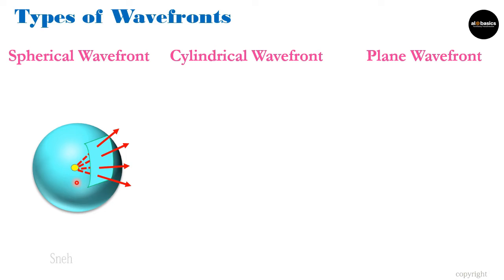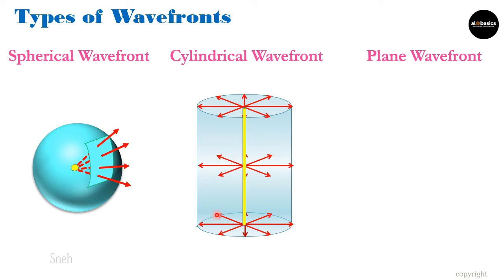I told you one more source of light is there, that is the linear source of light, and with that linear source of light, we'll see what sort of wavefront we get. This is our linear source, and for this linear source we'll get a cylindrical type of wavefront. In the cross section of this cylindrical wavefront, these wave normals are radially diverging from the source. Here I'm talking about cross section.